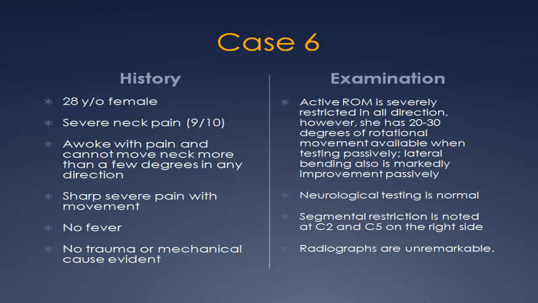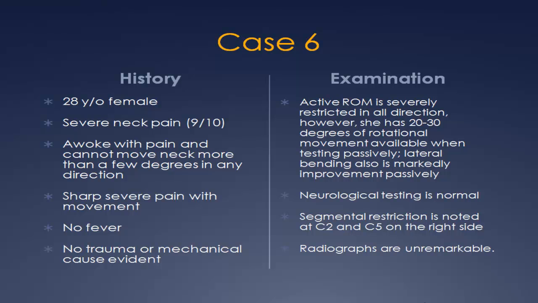Case number 6 is a 28-year-old female who presents with a complaint of severe neck pain rated as a 9 out of 10. She said she awoke with the pain and cannot move her neck more than a few degrees in any direction without sharp, severe pain. She has no fever, and she has active range of motion that is severely restricted. However, she has about 20 to 30 degrees more movement available when tested passively.